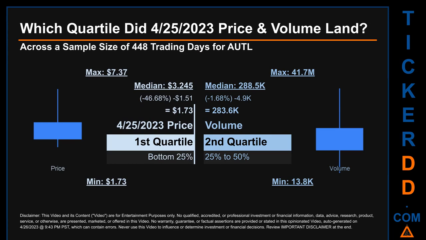Quartiles tell us about the spread of a data set by breaking that data set into quarters, just like how the median breaks the set into half. Descriptively, AUTL has a median price of $3.245. Therefore, April 25, 2023 price was lower from that middle marker by 46.68%. The day's volume of 283.6 thousand was less than the median by 1.68%.